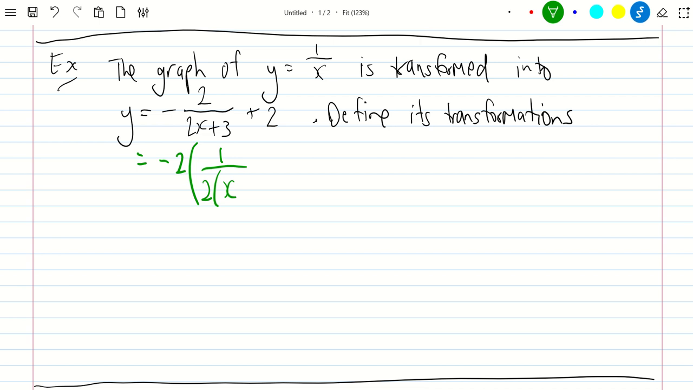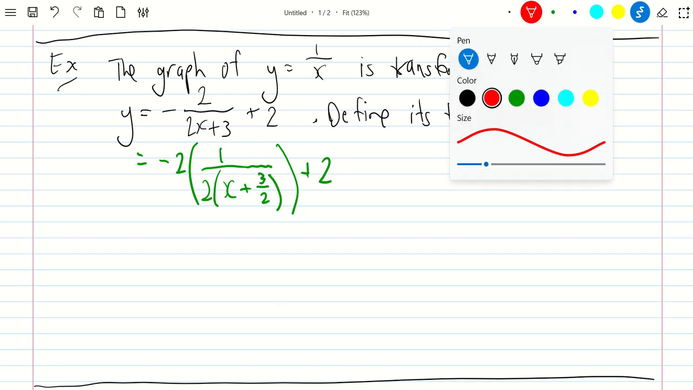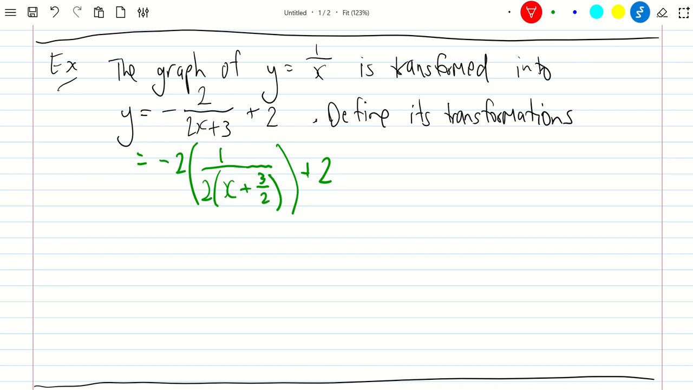So if I take that 2 out, what will be left over inside the bracket? I'm taking out a factor of 2, so that'll be x plus 3 on 2 if I expand that out, and there'll be a plus 2 at the back. Now that we've got it in this format, it's quite easy to see what's happened here. So that plus 2 will be lifting it up by 2. This plus 3 on 2 will be moving it to the left by 3 on 2.